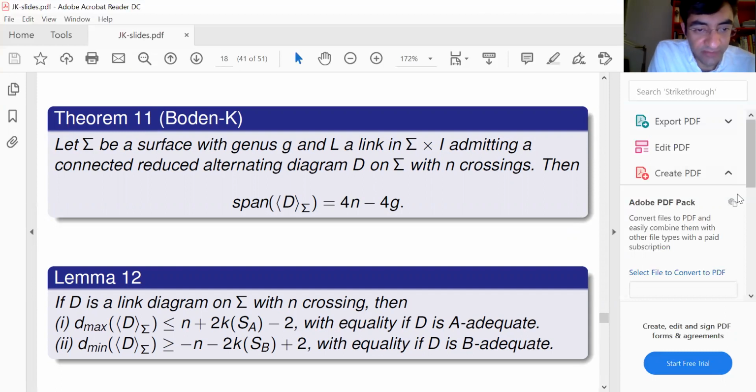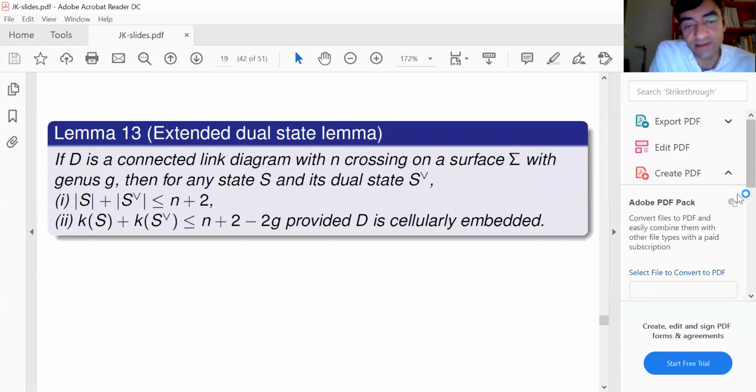Just like before, we have this lemma. If D is a diagram on sigma with n crossings, then the maximum A degree in the homological Kauffman bracket is less than or equal to n plus 2 times k of S_A minus 2. And if D is A adequate, you get the equality. And also, the minimum A degree in the homological Kauffman bracket is bigger or equal to minus n minus 2k of S_B plus 2. And if D is B adequate, you get the equality.